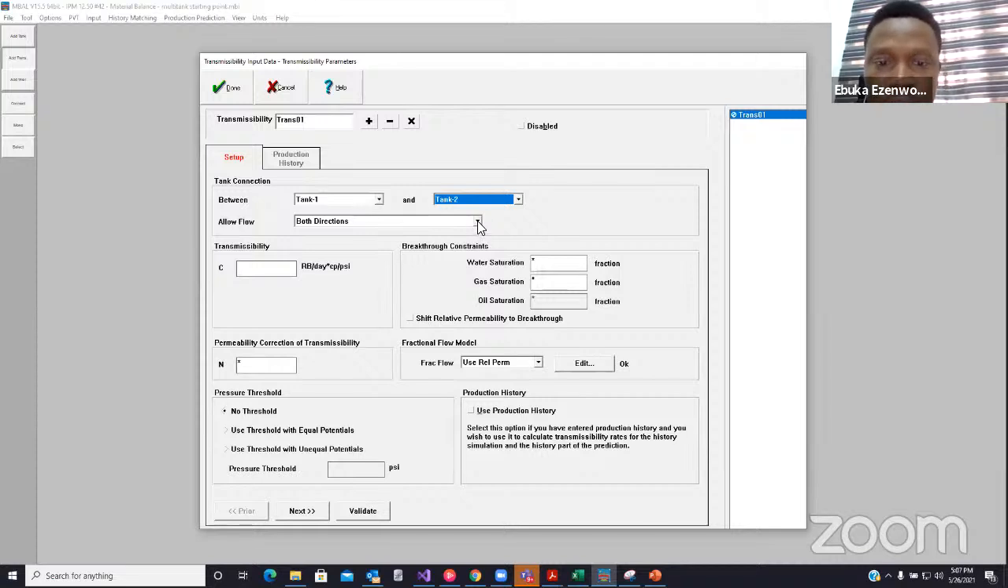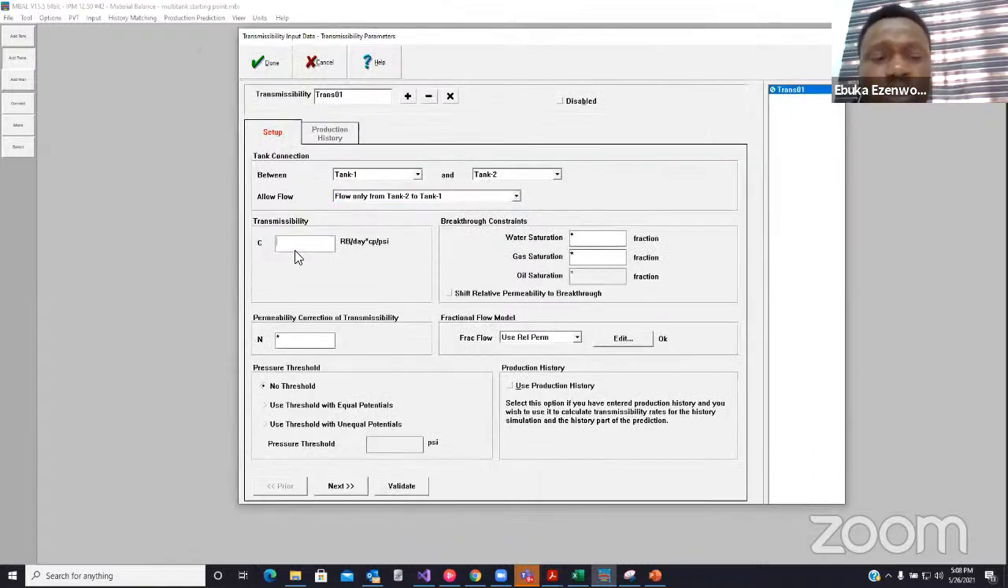Then, is the flow going to be in both directions, or is the flow from tank 1 to tank 2, or from tank 2 to tank 1? In this case, it's from tank 2 to tank 1. Then my initial guess, maybe 5, the geologist gave me 5 to start with. And then, when I looked at the initial pressure plot, I was able to see at what point tank 2 started supporting my tank 1.